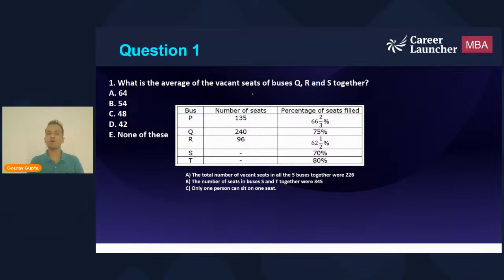What is the average of the vacant seats of buses Q, R, and S together? Now, to do the initial calculations, you might take some time. Okay, so fill in all the missing values in this table. Calculate the number of seats which are filled as well as the number of seats which are vacant for all the 5 buses. And then it will be very easy for you to answer the remaining questions. So you can work on numbers. You can take 2 or 3 minutes extra for that. That will make things easy for the subsequent questions. So yes, any answer for this one?